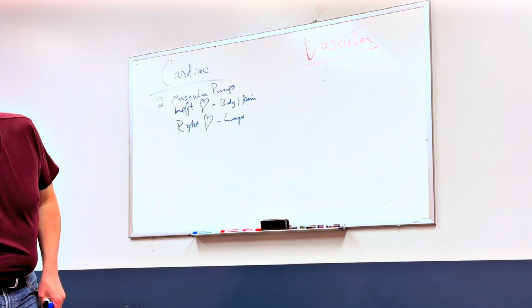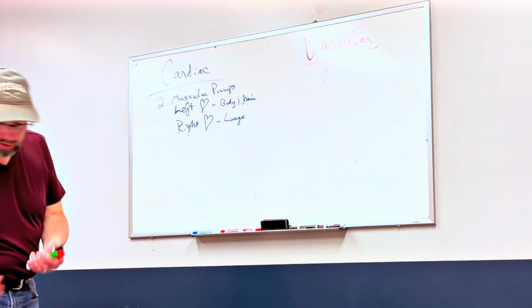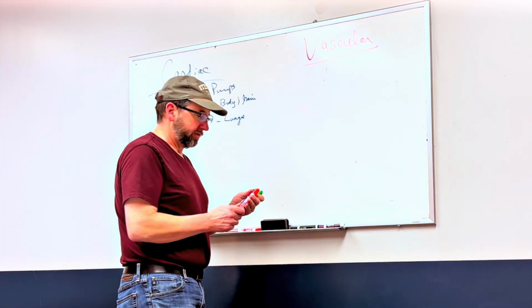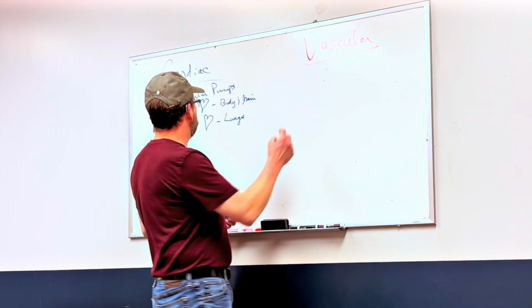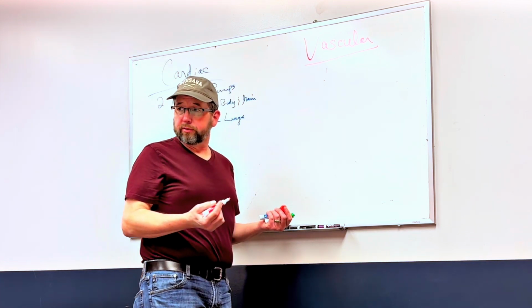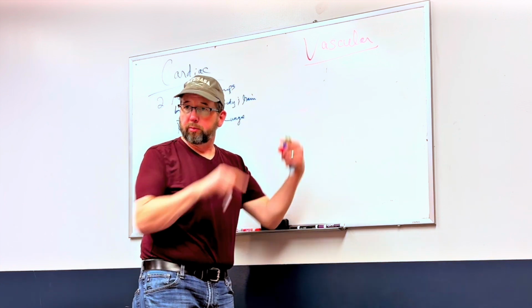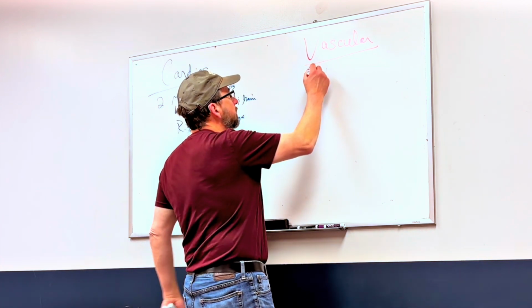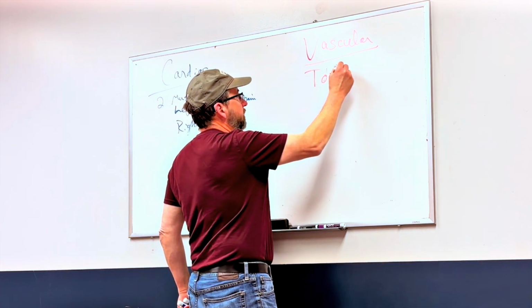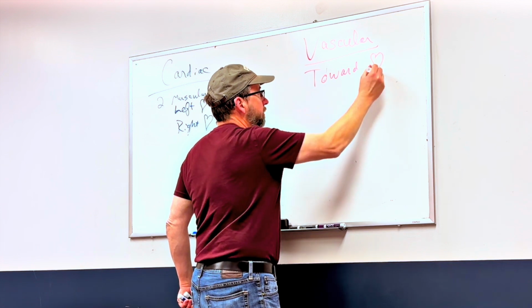And so the vessels, there are two kinds of vessels. You guys, I think, have already talked about them. What are the two kinds of vessels? Those that take the blood away from the heart and those that bring the blood to the heart. So arteries and veins. But I mean, the big picture is toward the heart.